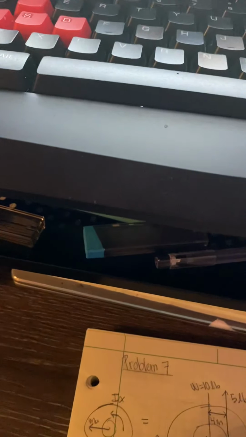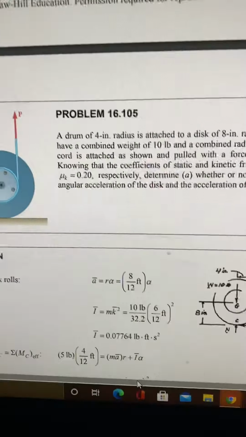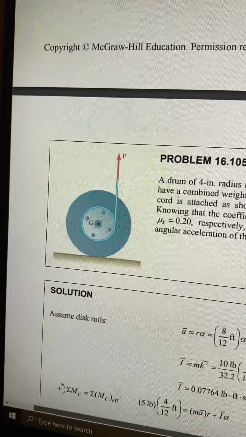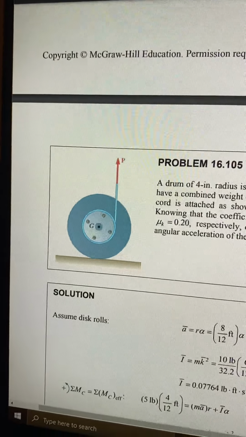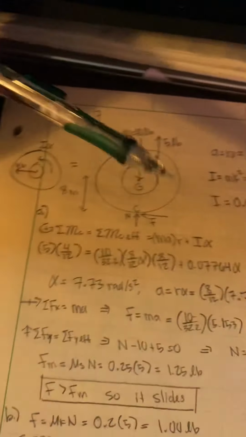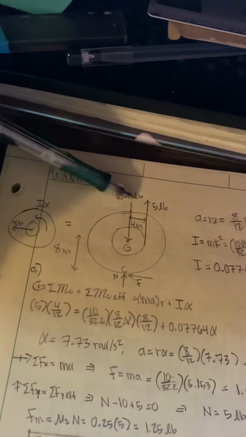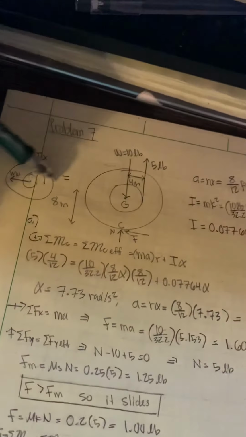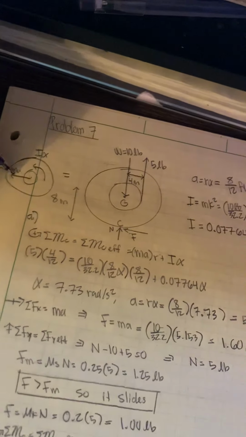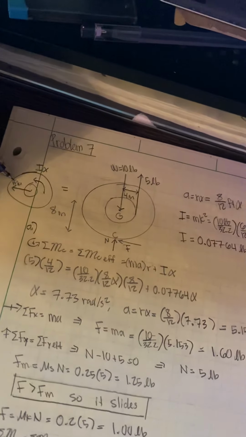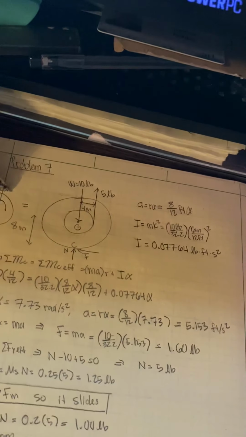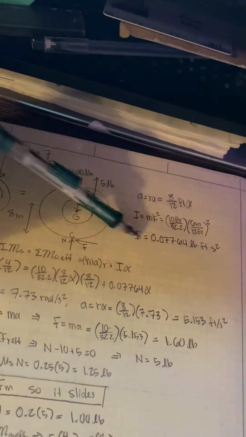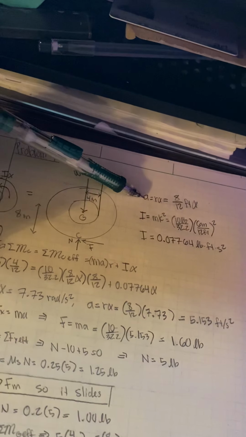Now for problem 7, we're given a drum right here, and it wants us to determine whether or not the disc glides, the angular acceleration of the disc, and the acceleration of G. So again, free body diagram. I almost forgot to include this, but here I just drew it really small, and it is equal to mass times acceleration and the moment of inertia times the angular acceleration. Right here is simplifying the moment of inertia and our acceleration.